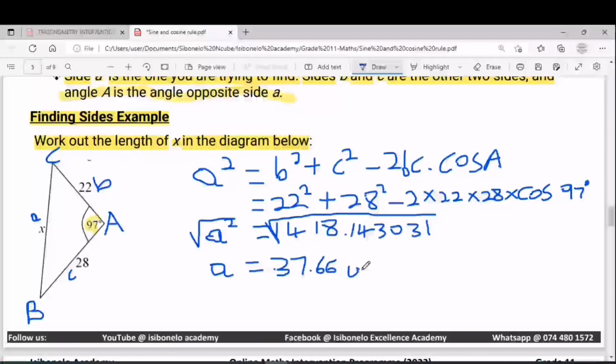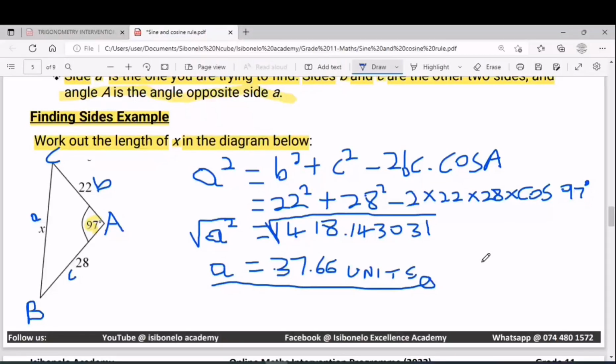So units because it is distance, it's called units. Isabubeka inzima namanje leshandisi. That is how we find i-side.